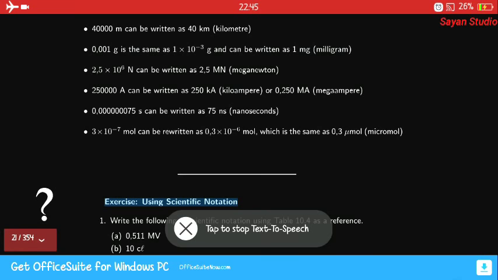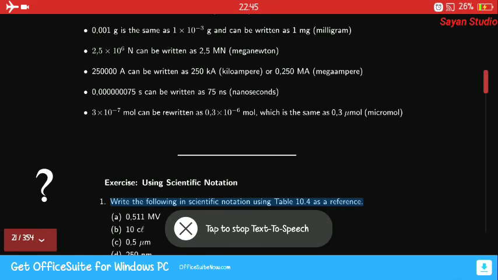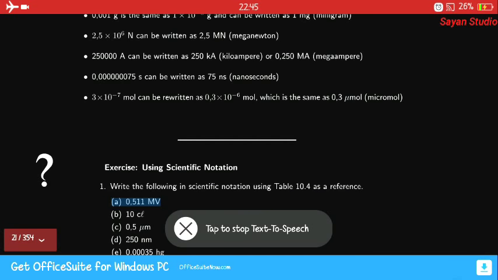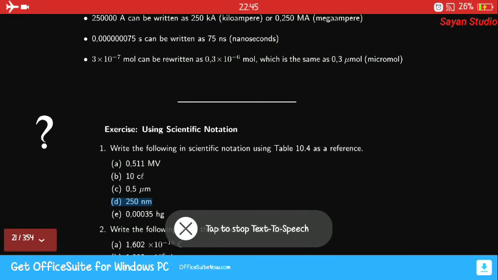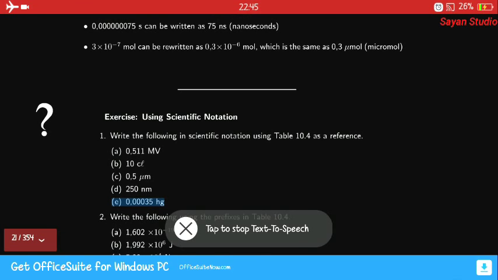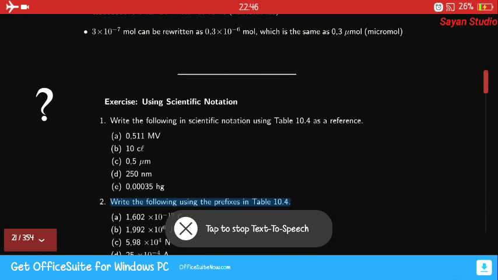Exercise, using scientific notation. 1. Write the following in scientific notation using Table 10.4 as a reference. A. 511 megavolts. B. 10 C. C. 5 micrometers. D. 250 nanometers. E. 0.035 Hg.